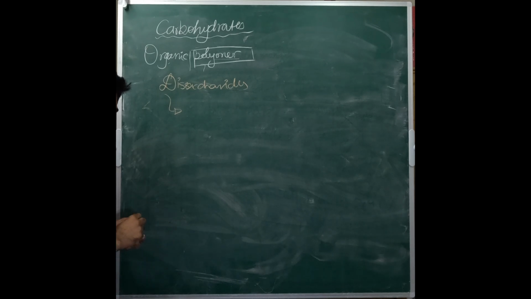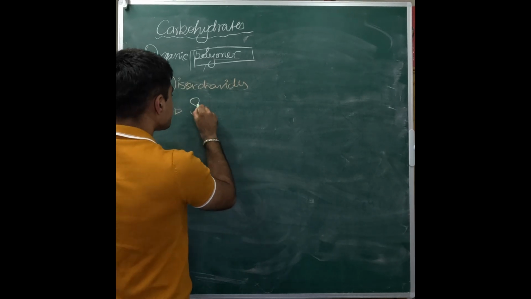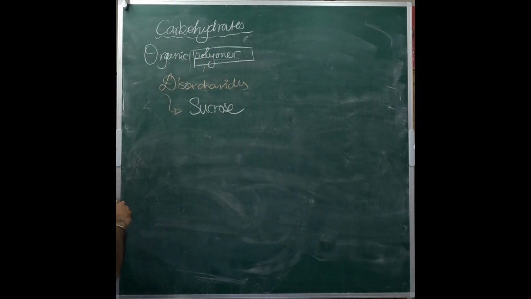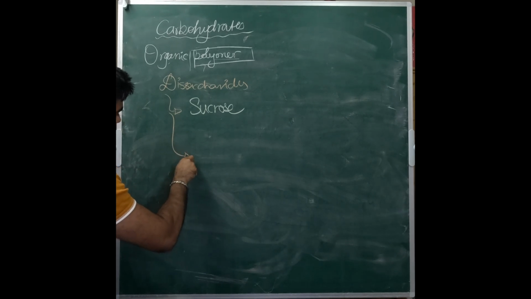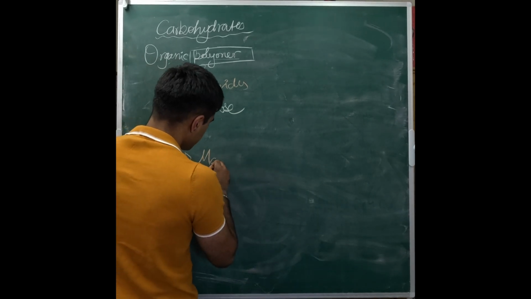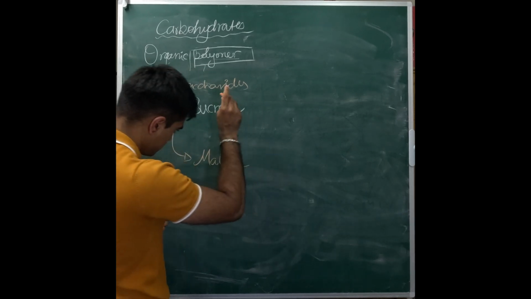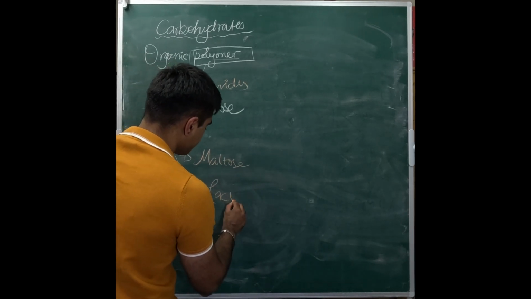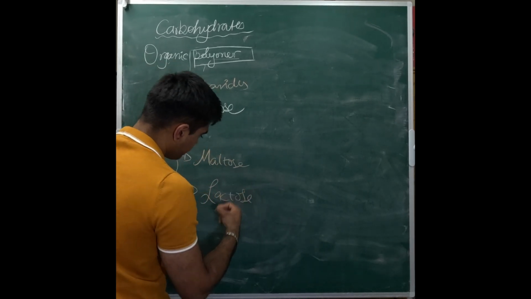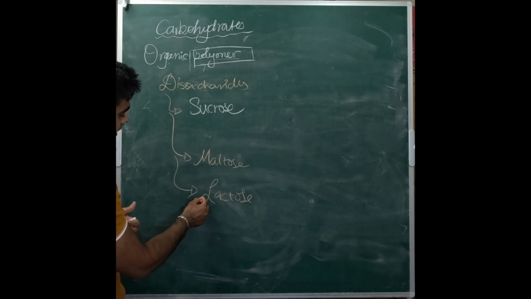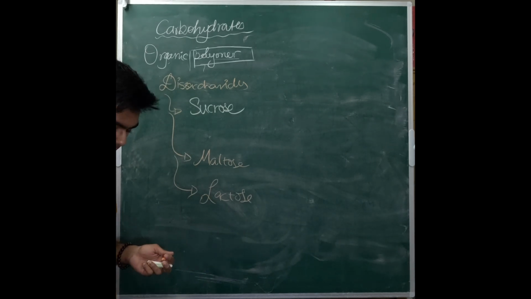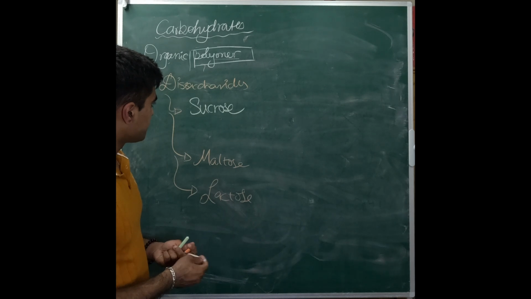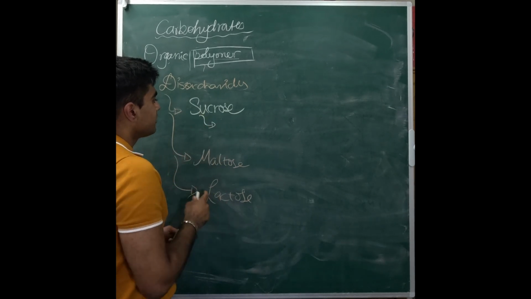Example number 1 is sucrose. Example number 2 is maltose. Example number 3 is our lovely lactose. Well, not necessarily lovely for people who are intolerant to lactose, but yeah. Oh, damn it, my colour scheme. Yeah, it's fine, who cares? Anyways, so sucrose. Let's focus on sucrose first.